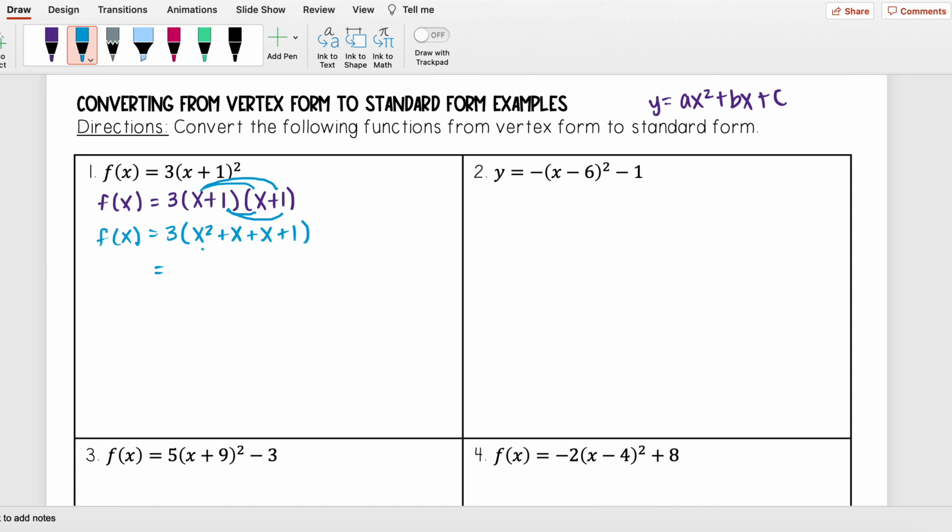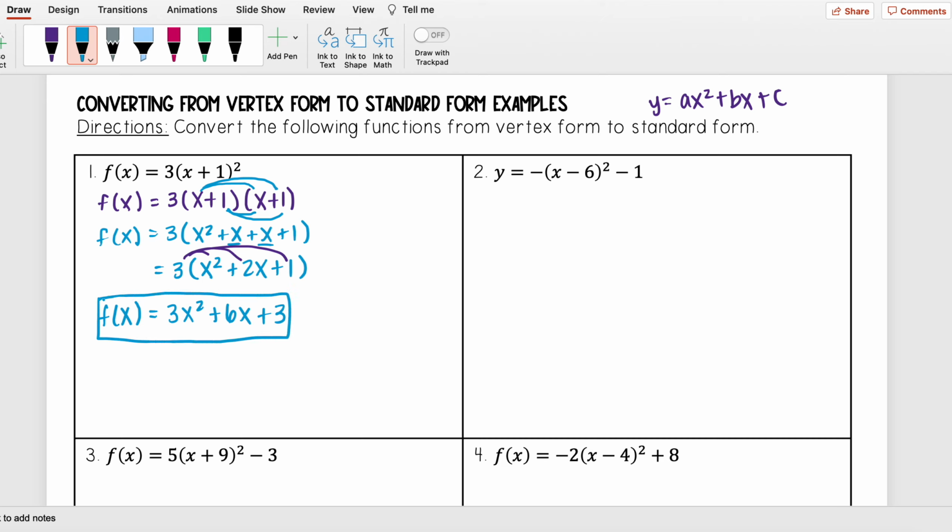And then when I keep writing that through, I'm going to go ahead and combine my like terms, so I can add my middle x's to get 2x. And then lastly, I'm going to go ahead and distribute my 3 in there. And so when I do that, I get that f of x is equal to 3x squared, 3 times 2x, I get 6x, and then 3 times 1, I get 3. And so there's my function written in standard form.